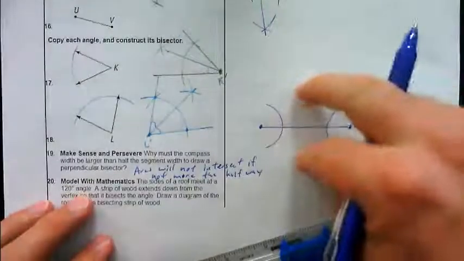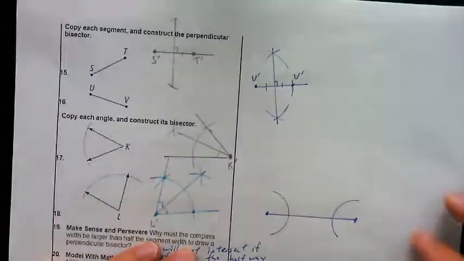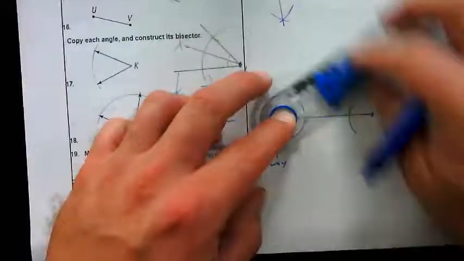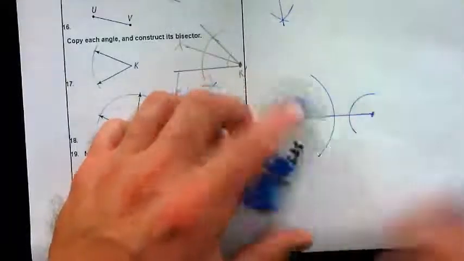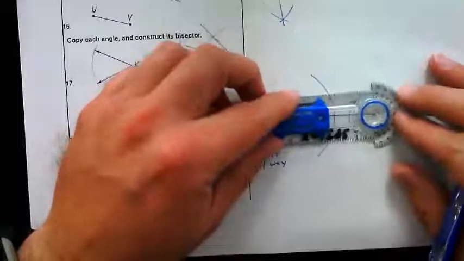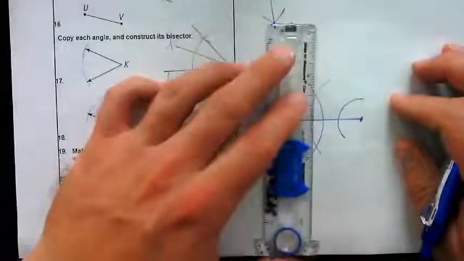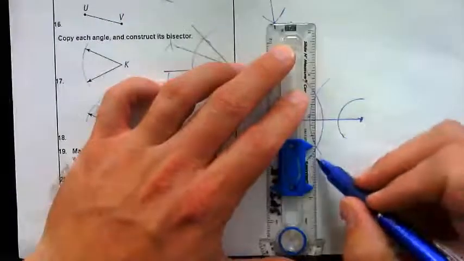I need them to intersect somewhere in the middle so that I can bisect it, just like they did up here on this one. So again, how would you fix that? You'd have to make it longer than halfway. And you need 2 points, so it can't be exactly halfway either. Because if they're exactly halfway, they're only going to intersect at 1 point, and you need 2 points to draw a straight line.